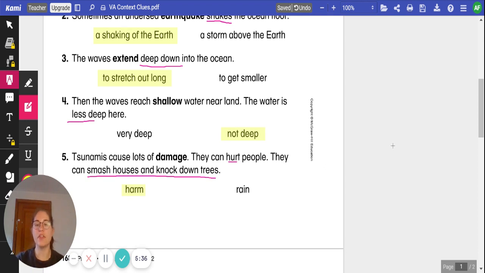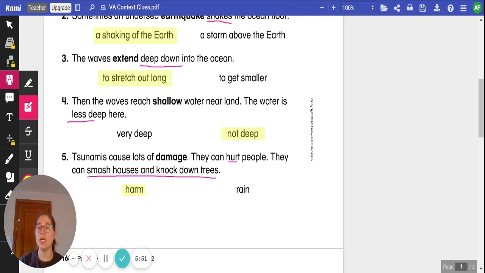Number 4, our definition is not deep. Shallow means not deep. And we know that because we see in the next sentence, less deep, which means not as deep, right? So shallow means not deep. We used our sentence clues to figure that out.